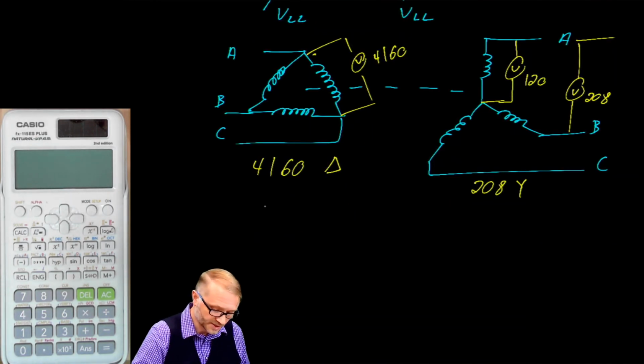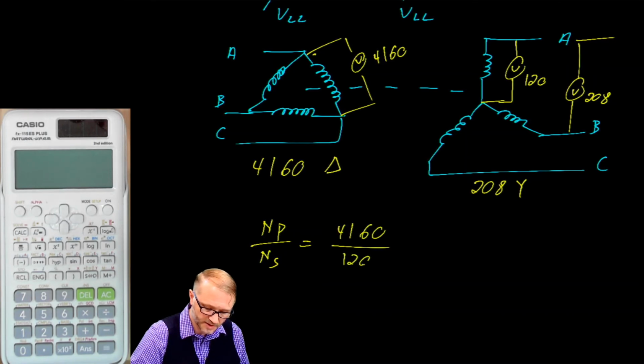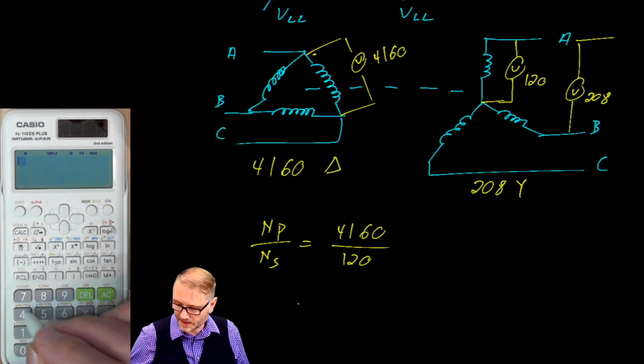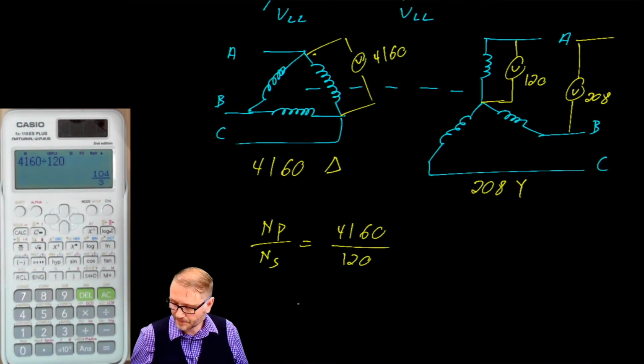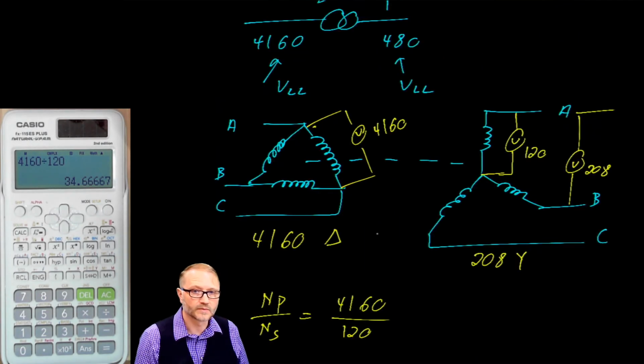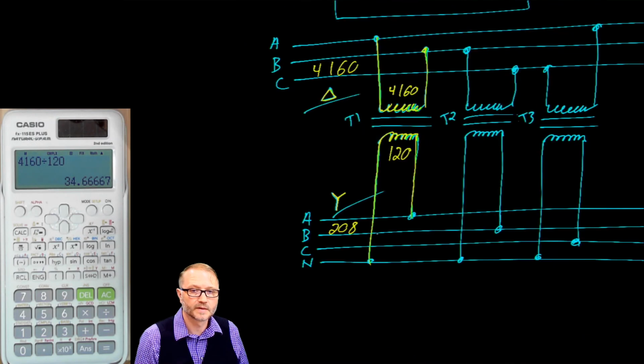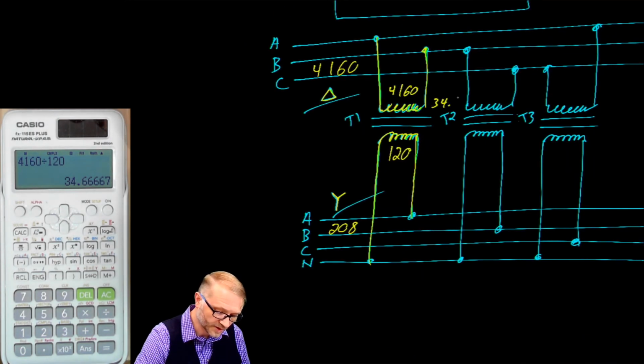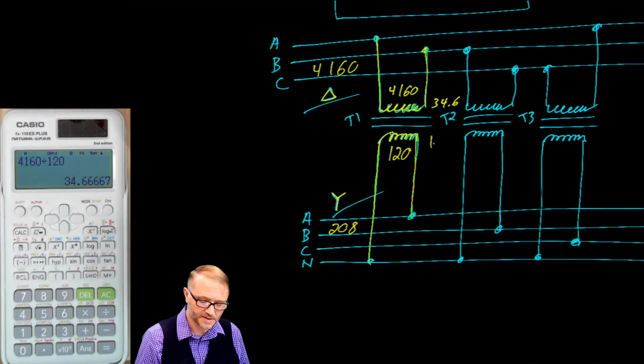So the turns ratio is 4160 to 120. And if you solve for that, you see that's 4160 divided by 120 gives us a turns ratio of 34.6 to 1. Or if we went back up here, we would say this is 34.6 to 1. So that is the turns ratio for this particular system.